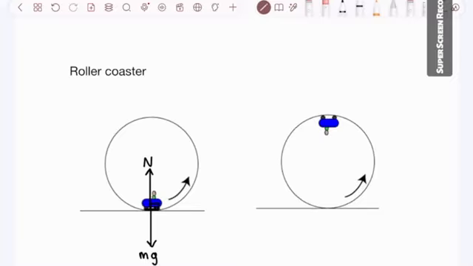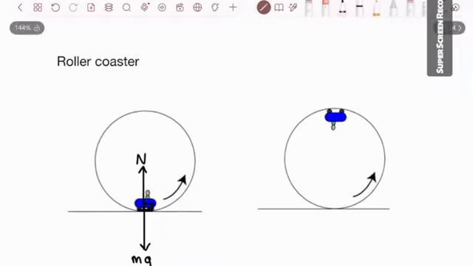And in this case, the normal force is going to be larger than mg because it is going to provide the centripetal force. And that's why F centripetal can be calculated by normal minus weight.